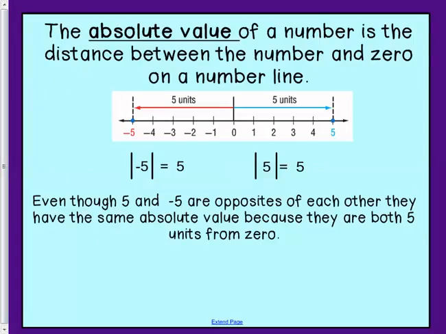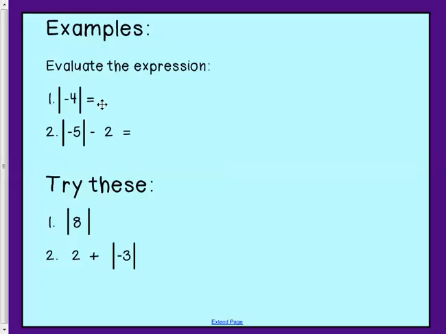Okay, so the absolute value is the distance between a number and 0. So both -5 and 5 have the same absolute value. They're also opposites of each other. Okay, so they're both 5 units away from 0. So if I asked you how many negatives you had, you would say 5. How many positives, you would say 5. That's the absolute value. It's the distance from 0. So -4 is 4 away from 0.